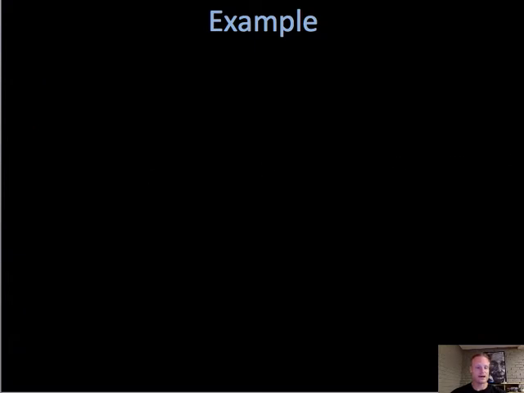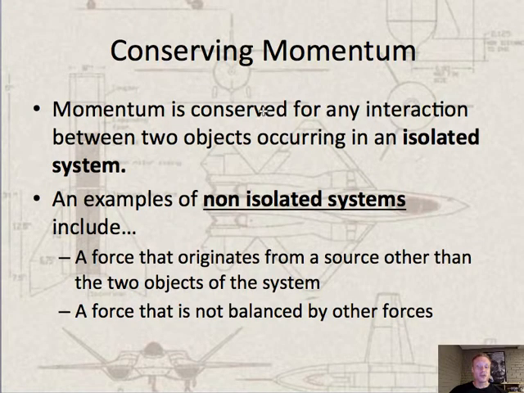Okay, so let's move on our merry way. Momentum is conserved for any interaction between two objects occurring in an isolated system. And that is a key thing here, that we need to have the system being isolated. And so what is something that's not isolated? Here are basically the criteria or the examples of non-isolated systems.